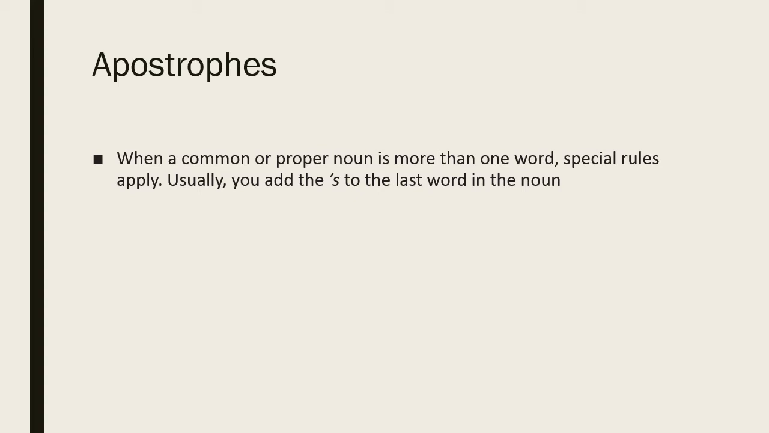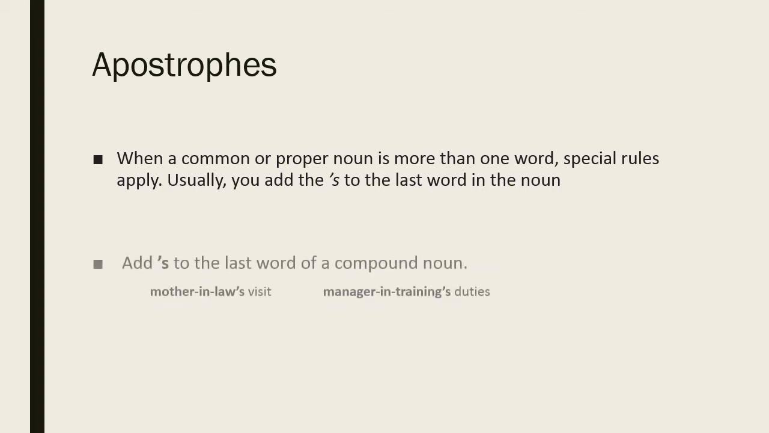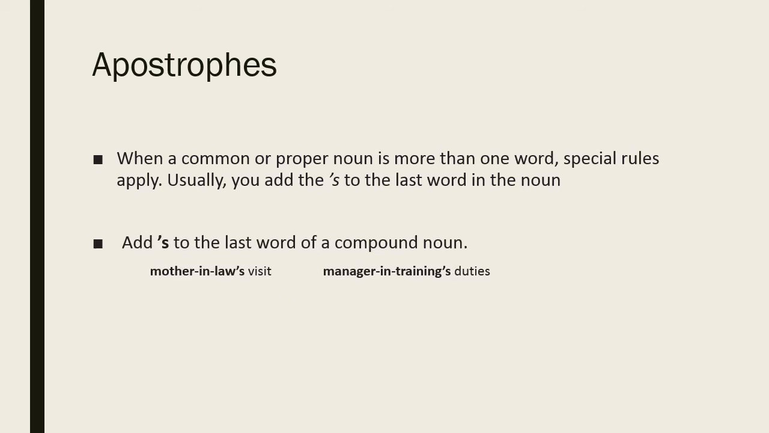When a common or proper noun is more than one word, there are special rules for using apostrophes. Usually we add the apostrophe and S to the last word in the noun. So for example, if there's a compound noun like mother-in-law or manager in training, where should we use the apostrophe and S to talk about possession? Here we use apostrophe and S on the last word of the compound noun. So it becomes mother-in-law's visit, not mother's-in-law visit, or manager in training's duties.